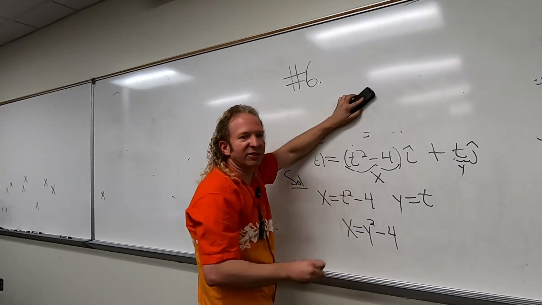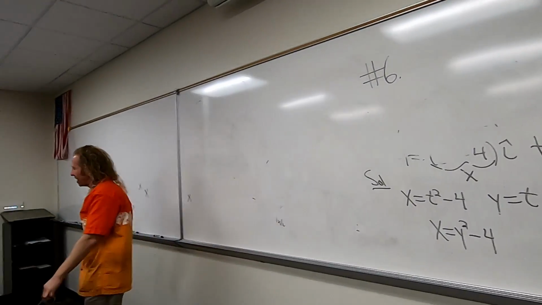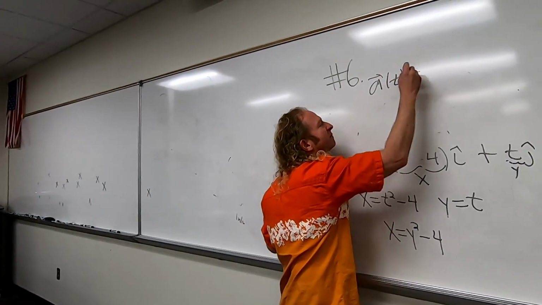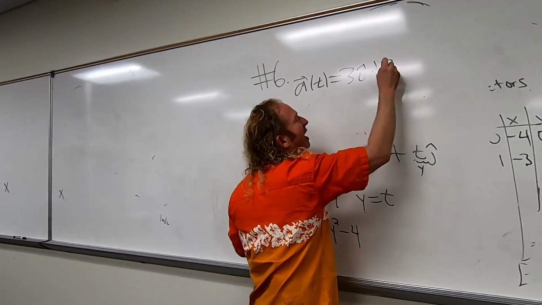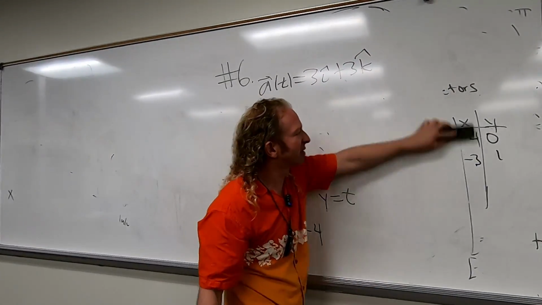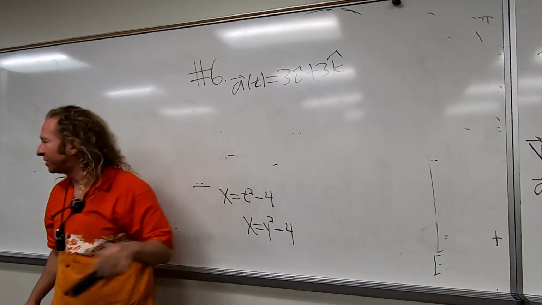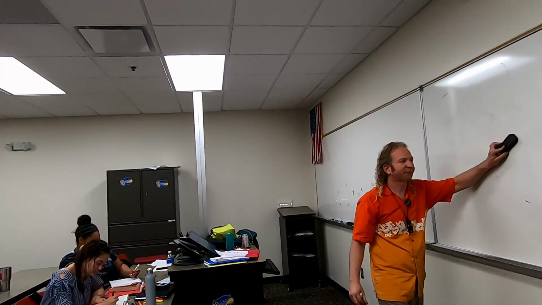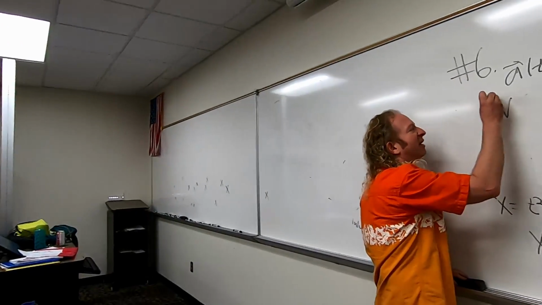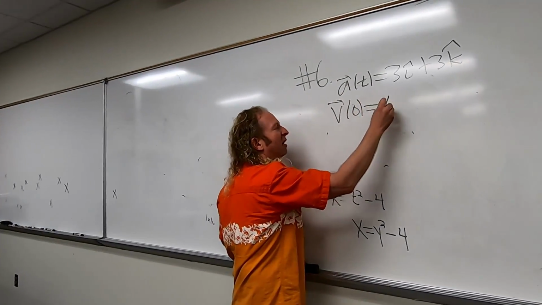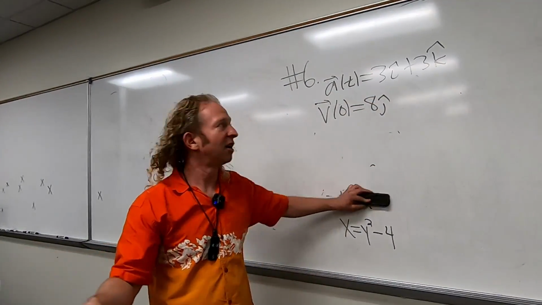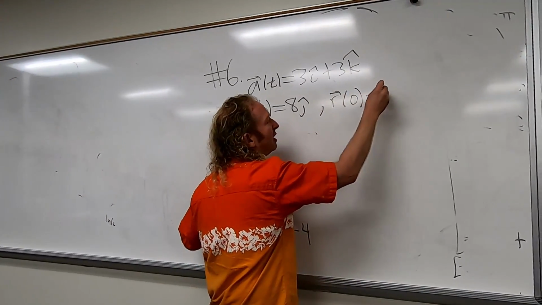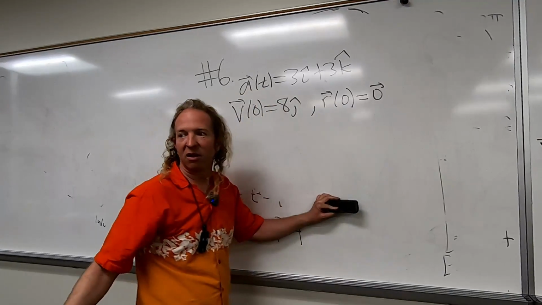So number 6, they give us some stuff. They give us A of t is 3 i hat plus 3 k hat. And they give us some conditions. It's a differential equation. They give us v of 0 is, I already forgot. And then r of 0 equals 0. I guess it's the 0 vector. It's just bold.